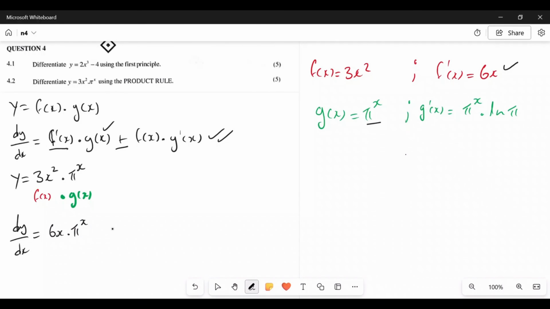Then what do we do here? We add, right? Plus. Then what do we do? We write our f of x. Here's our f of x there, which is 3x squared, right? And then we multiply by g of x prime. Our g of x prime is this one here, which is going to be multiplied by pi to the power of x ln pi. So here, guys, is our final answer.